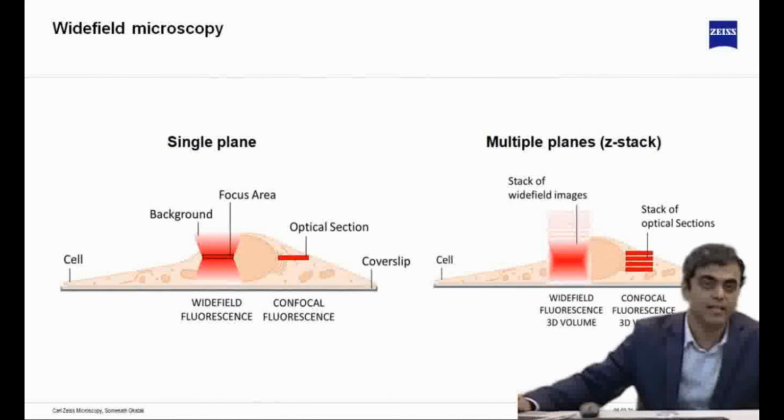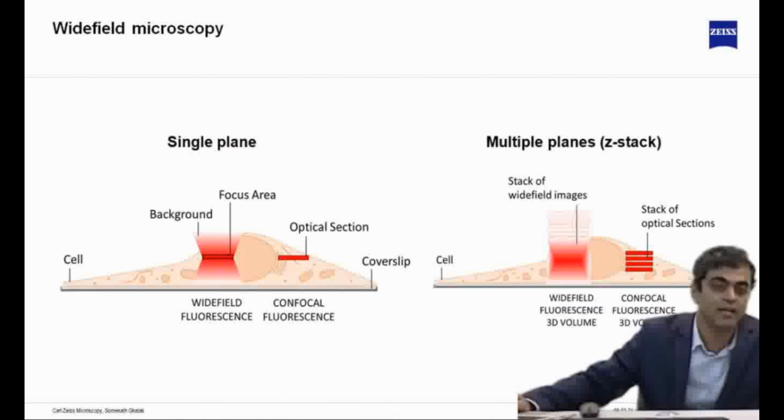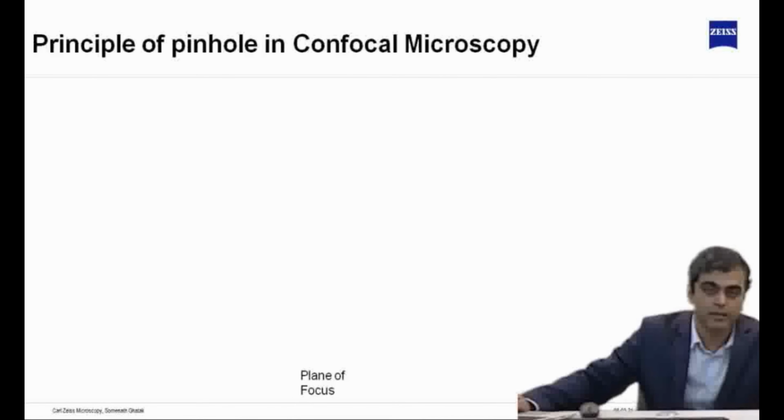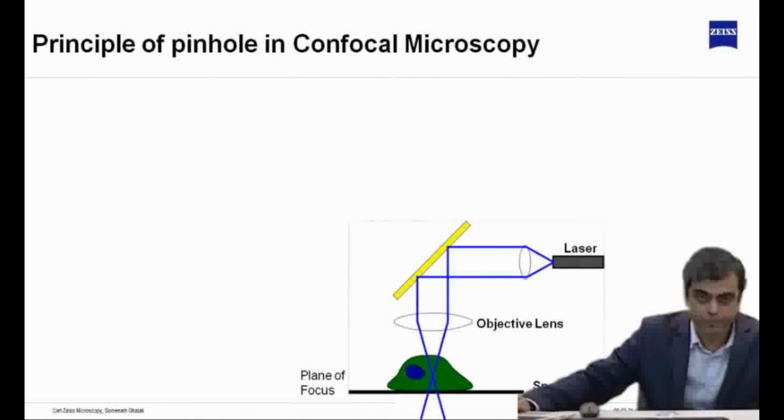Now, as you can see, in a wide field the entire sample in that Z is being illuminated, and we have the background as well as the plane of focus. So when we collect the signal, we also end up collecting background signal, which is out-of-focus signal. But when we compare with a confocal system, we see something like a Z stack, which is done. Optical sections are possible, and that is by virtue of the pinhole.